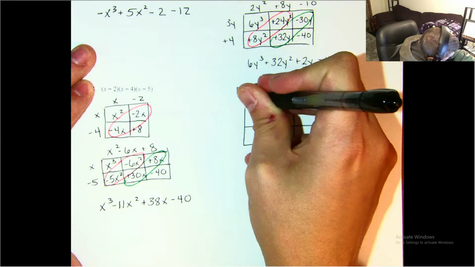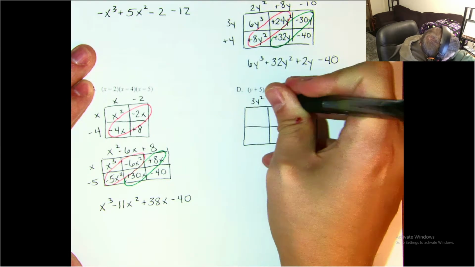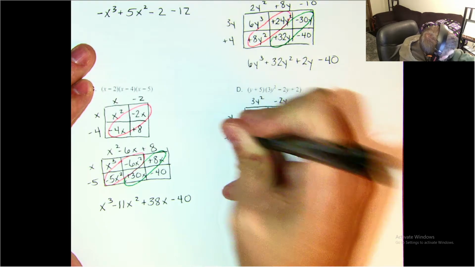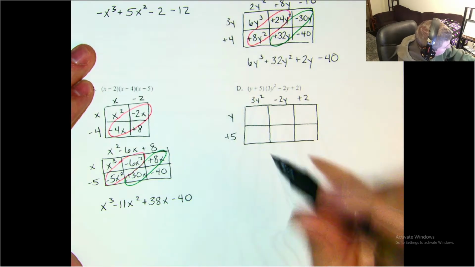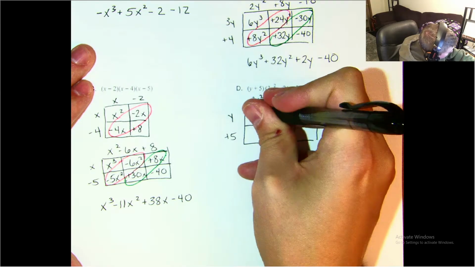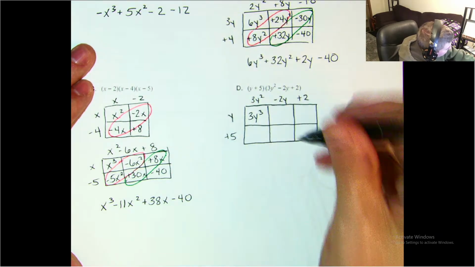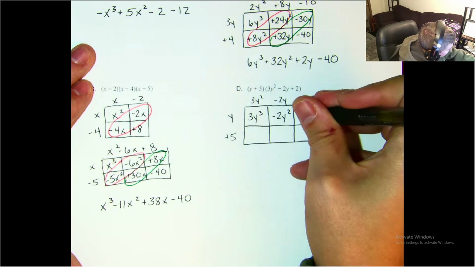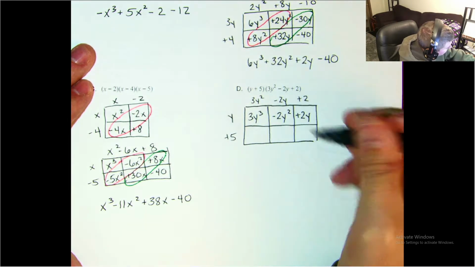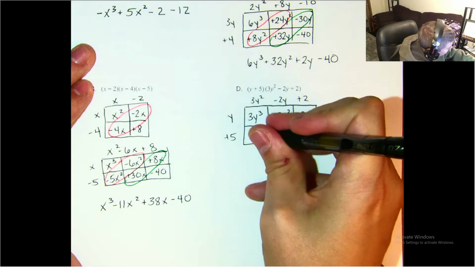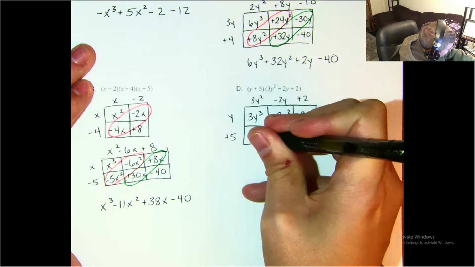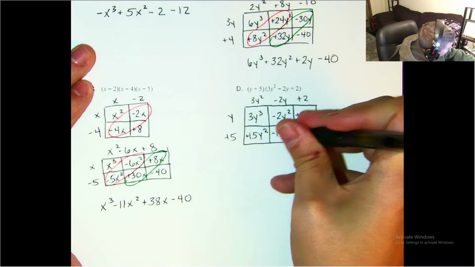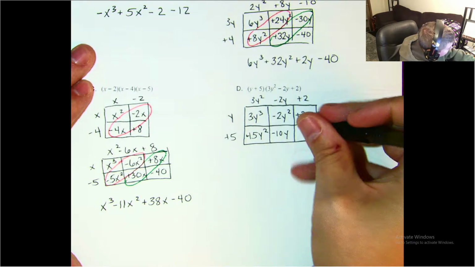Okay, so I get 3y squared minus 2y plus 2, y plus 5. Okay, y times 3y squared is going to be 3y to the third power. Y times negative 2y is negative 2y squared. Y times 2 is 2y. 3y squared times 5 is 15y squared. 5 times negative 2y is negative 10y. And 5 times 2 is 10.